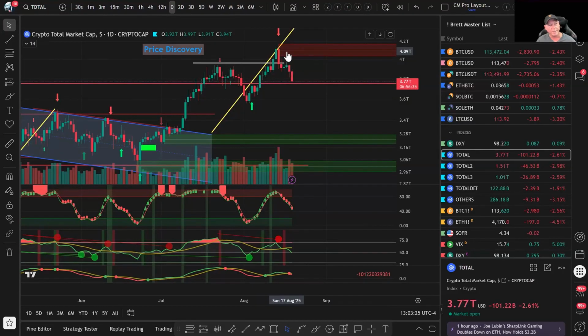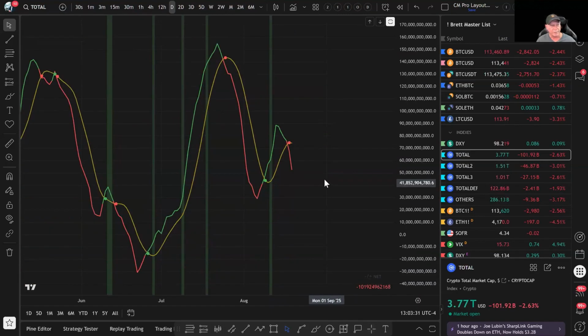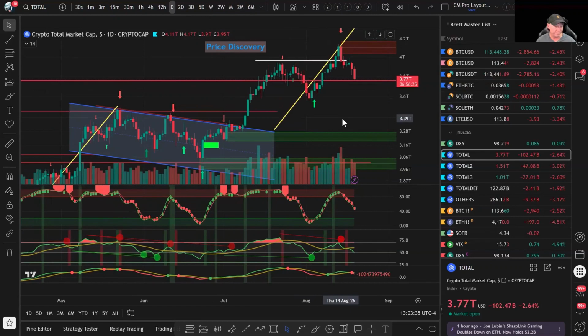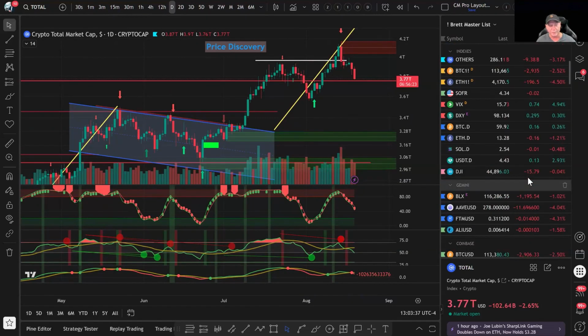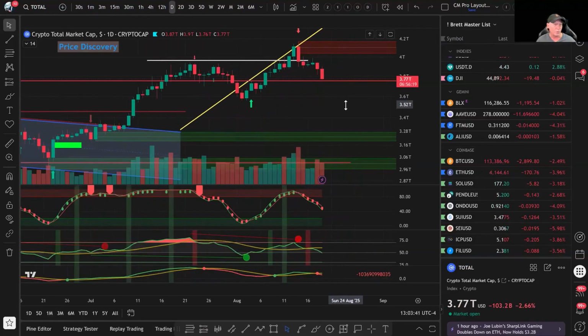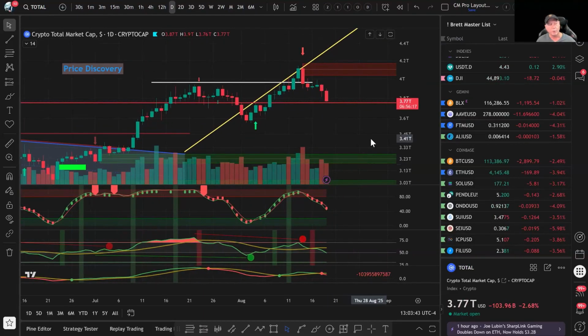Total market cap hit that mid level of the sell block. We've been going lower ever since. Signal line just turned red, so we have some sell pressure in the market here. That's why you'll see in the mentoring program, when I'm telling people to sell, like I did on Ethereum, it was right in the middle of a sell block.